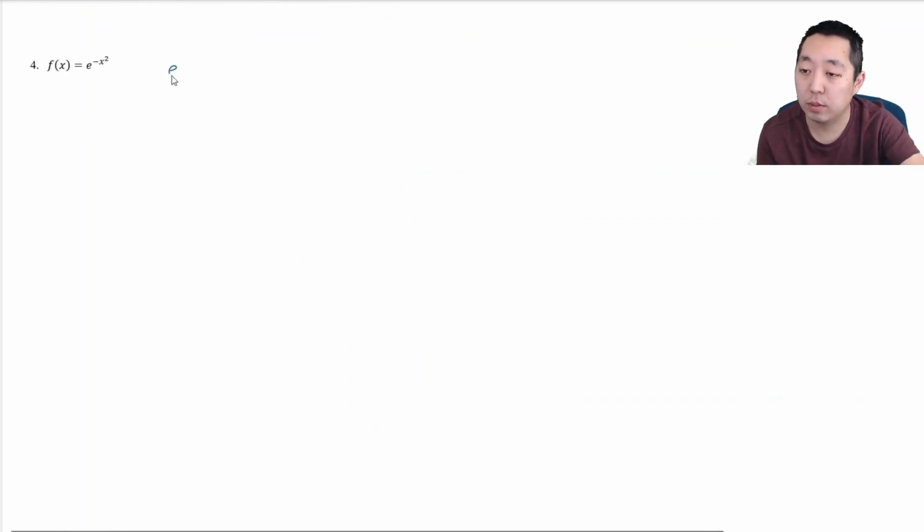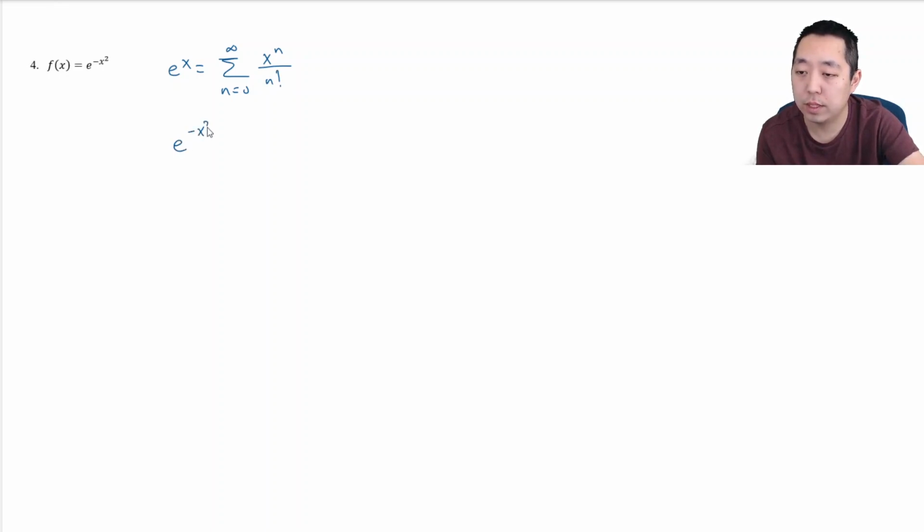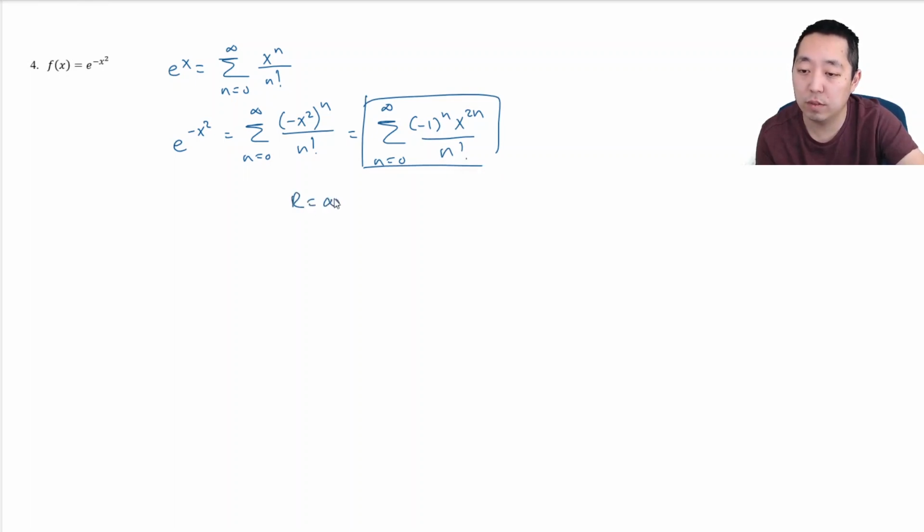E to the negative x squared. Well, e to the x is given by this series: n equals 0 to infinity, x to the n over n factorial. So I just replace x with negative x squared. So it becomes the sum from n equals 0 to infinity of (negative x squared) to the n over n factorial. And that's the sum from n equals 0 to infinity of (-1)^n times x to the 2n over n factorial. And again, the radius of convergence is infinite because this original one has a radius of convergence of infinity.